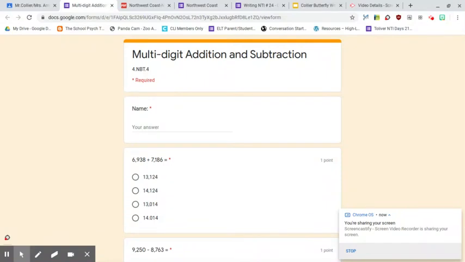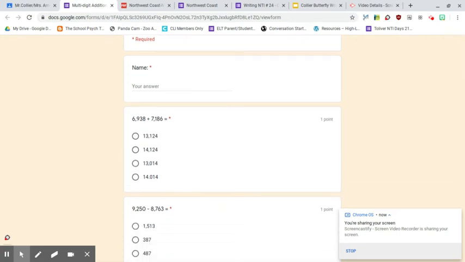Okay, guys, let's look at today's math. It is on multi-digit addition and subtraction. We have discussed many strategies for adding and subtracting numbers. You're welcome to use any strategy that you want. And then, of course, you can always check your work with a calculator.